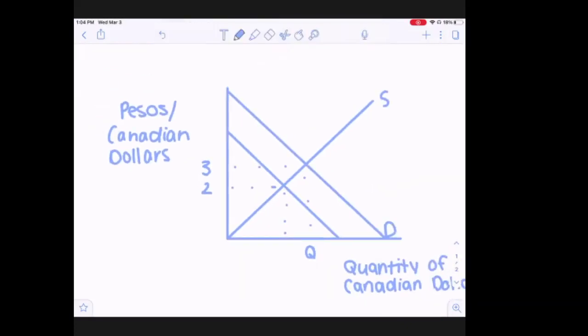Now, some people wanted to say, well, if the interest rate is low, maybe the Canadians want to buy from the Mexicans, get their bonds. Well, they could, and you could have done a supply shift to the right. A supply shift to the right would give you the same lower value, a depreciation of the Canadian dollar. So I would have accepted either one of those answers.